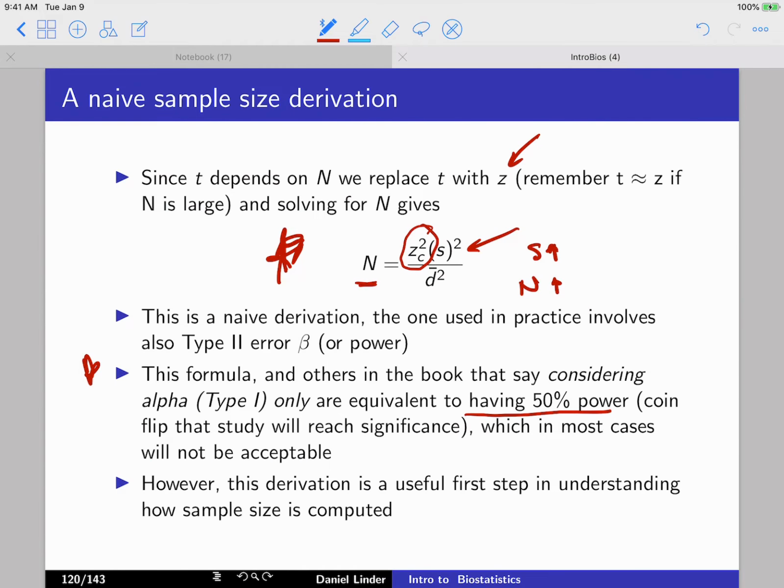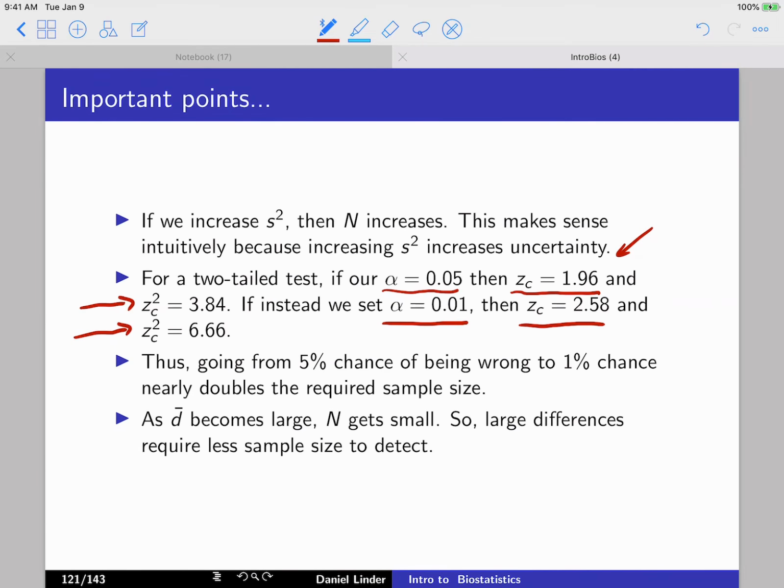After we square both of these quantities, remember there's a square here, so it's not just z, it's z squared in the formula for the sample size. Look what happens to our overall number just by merely going from a 5% chance of a type 1 error to a 1% chance. That nearly doubles our required sample size. So this is almost a doubling of the required n if we go just from a 5% chance of a type 1 error to a 1% chance.